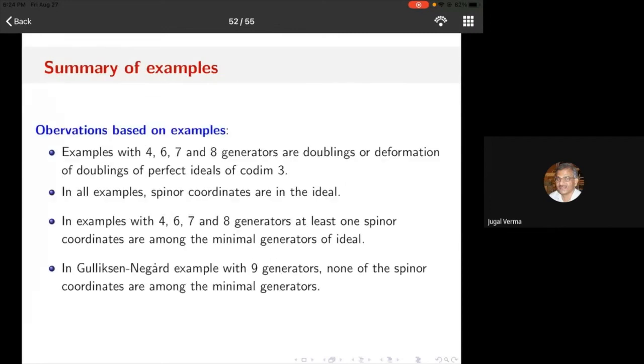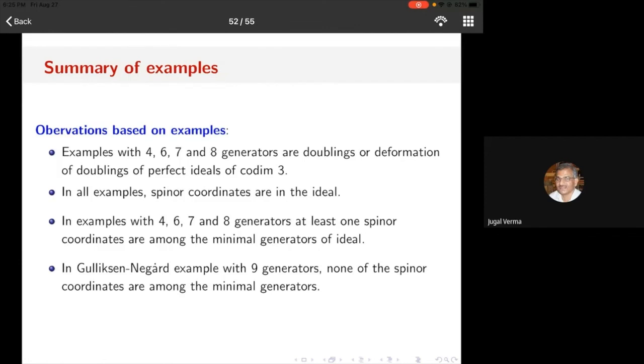Summarizing all that we have discussed earlier, we have seen that all the 4, 6, 7, and 8 generators are either doublings or a deformation of doublings of perfect ideals of codimension 3. I can say 9 generators also. All the known examples are either doubling or deformation of doubling of grade 3 perfect ideals. We have seen all the examples where Spinor coordinates are in the ideal. So we have seen all the examples only where ideals were radical ideals.